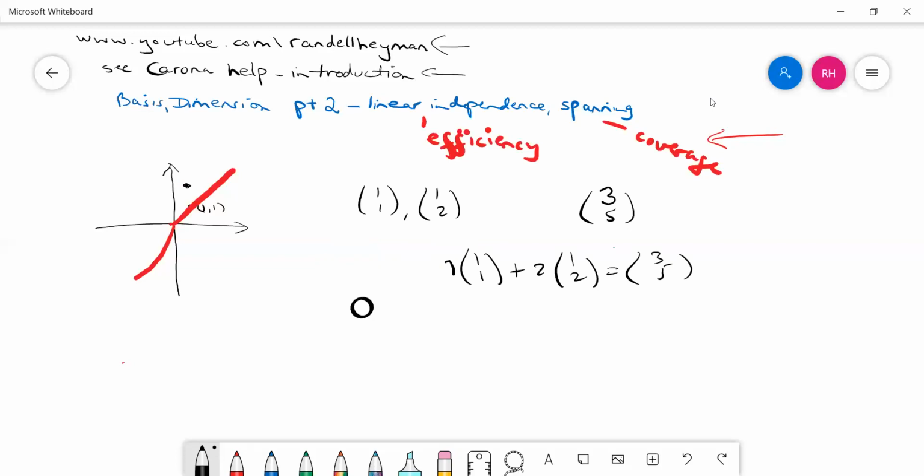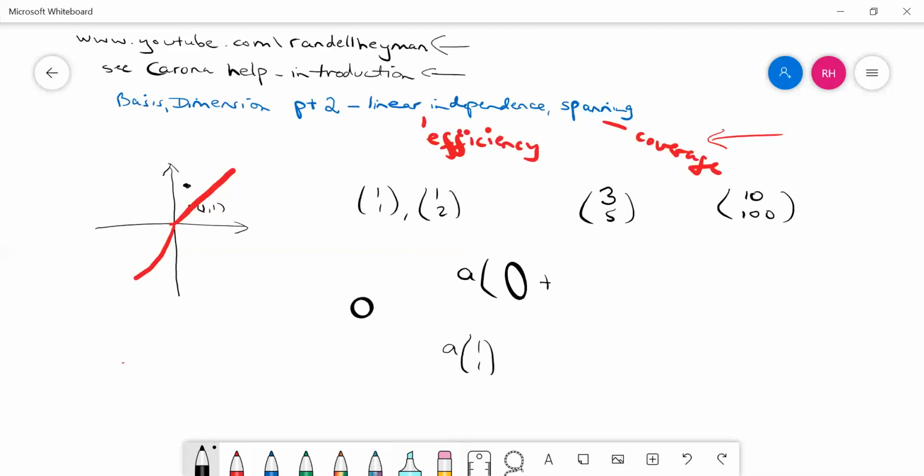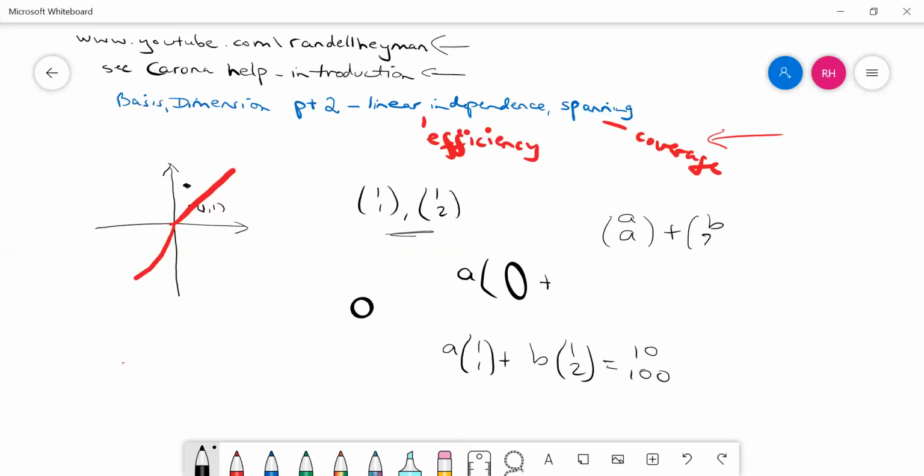Now, sure, I've shown you for 3, 5, but what about the point 10, 100? Okay, so let's have a think about that. I can't do that one in my head, but what we could do is we could say, okay, I'm going to find a number A, and I'm going to multiply it by 1, 1. Whoops, let's do it down here. Don't know why it does that. If anyone knows, please let me know in the comment section. A times 1, 1 plus B times 1, 2. So I'm using linear combinations of these two, and I want to get 10, 100. So if we just multiply this, A times 1, 1 will be A, A. Plus B times 1, 2 is going to be B, 2B. Has to equal 10, 100.